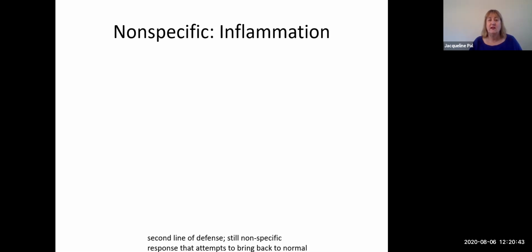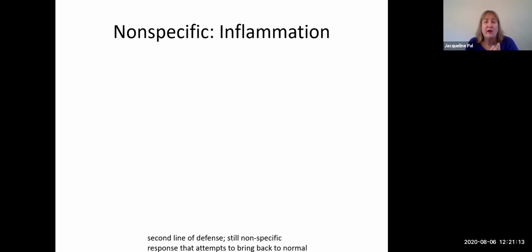So let's get started with our other non-specific types of immunity. And the first thing, remember, we're in the second line of defense, but we're still non-specific for both the first and second lines of defense. Whatever it is has broken through the barrier. And inflammation is a response that takes you further away from normal, but then brings you back to normal. And there are a lot of things going on in the inflammatory response.